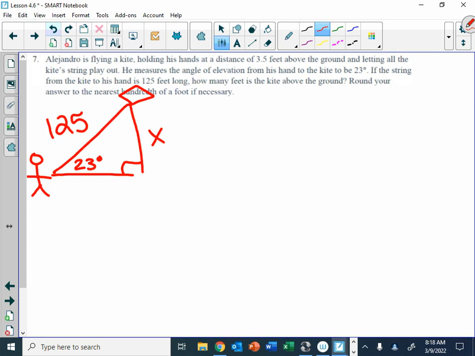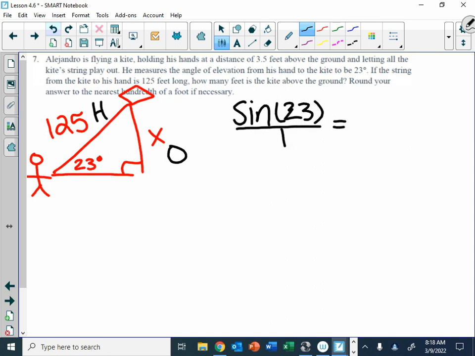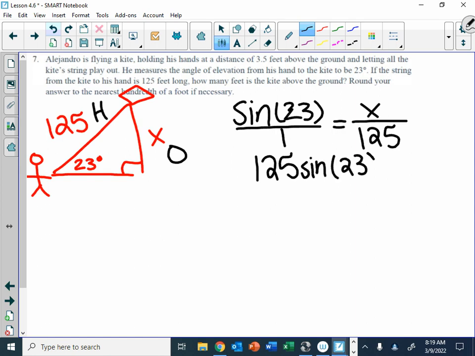Sine, cosine, or tangent? Sine. Good. I have opposite and I have a hypotenuse, so that is sine. If you still need to write out the whole SOHCAHTOA business and cross it out, that's fine. But my hope is that eventually you can just look at the picture and know, hey, that's sine. Hey, that's tangent. Sine of 23 over 1 equals opposite over hypotenuse. When I cross multiply, I get 125 times the sine of 23 equals X.